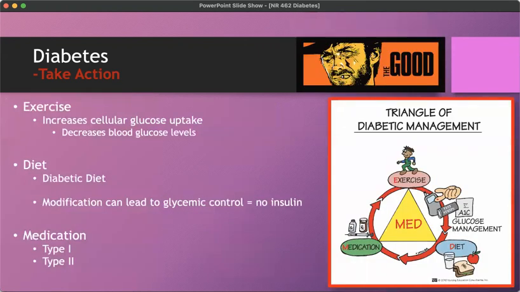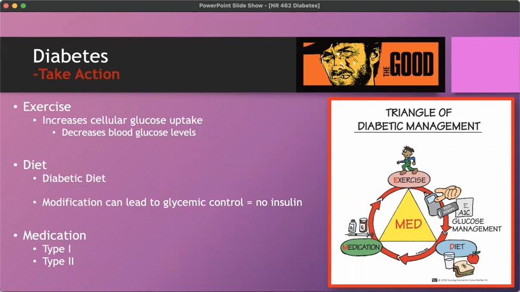So when things are going good, we can control a person's diabetes. And by control, I mean keep their blood sugars close to a normal range through exercise, which increases cellular uptake of glucose, meaning there's less free glucose in circulation, so their blood glucose level is decreased, which is good. We can do a diabetic diet, so there's less glucose in circulation. And diet modification is a really powerful independent intervention we can do with patients.